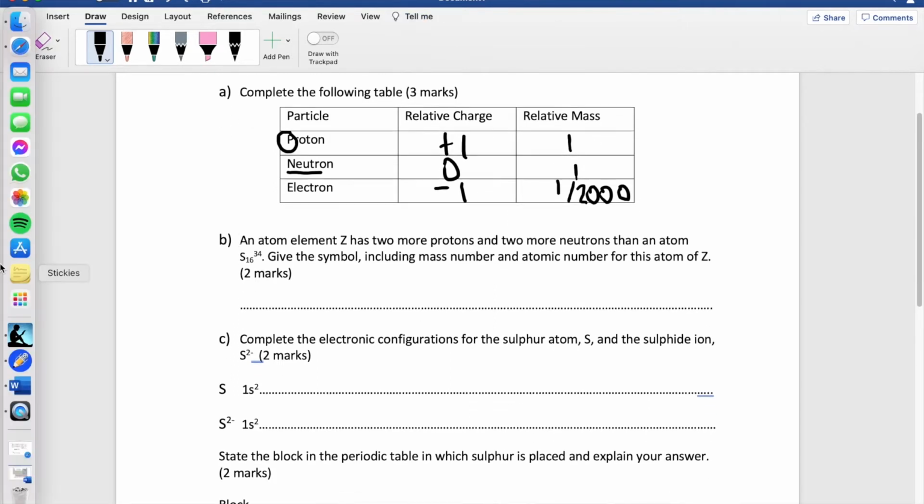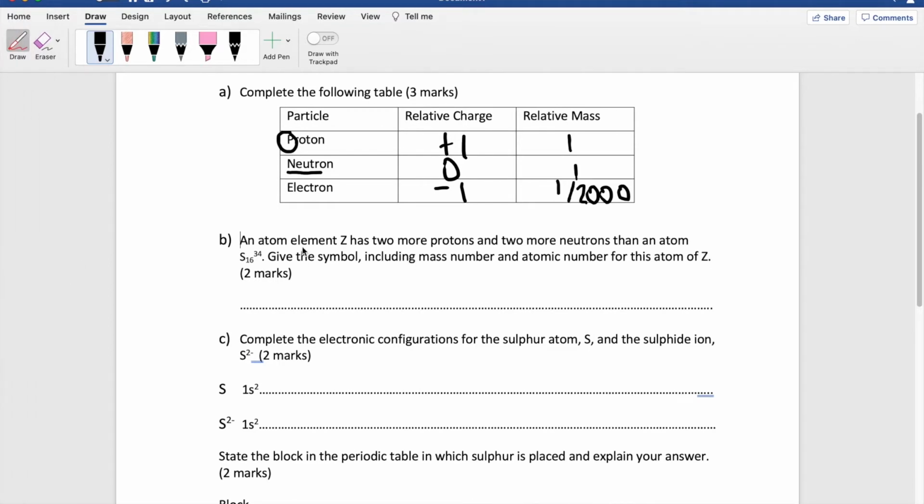Okay, so moving on to question 2. An atom of element Z has 2 more protons and 2 more neutrons than atom S. Give the symbol including mass number and atomic number of Z. Okay, so you know the bottom number is your proton number, so you'd have to add 2, because they've said you've got 2 extra protons, so that'd be 18. And 34, and 2 more neutrons.